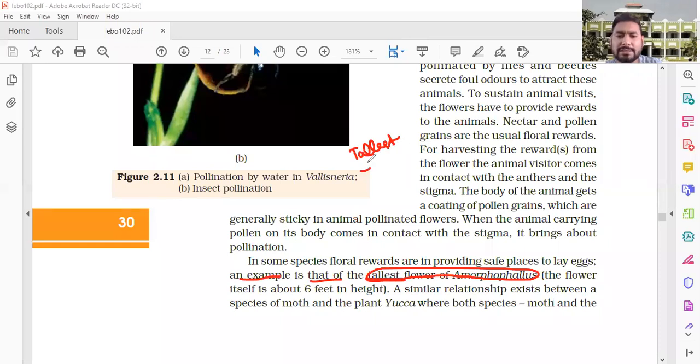Confusion. Tallest flower. So the tallest flower name is the Amorphophallus. Amorphophallus: tallest and largest. Don't get confused.